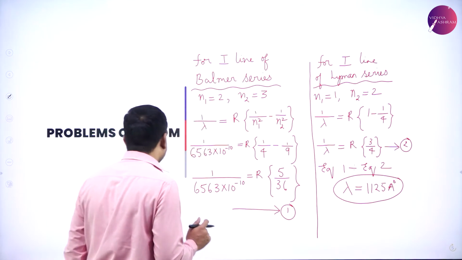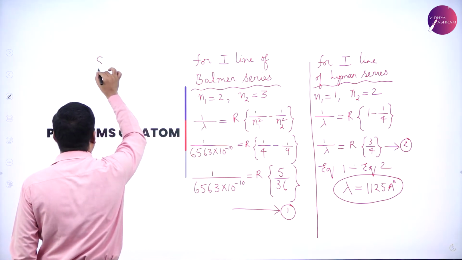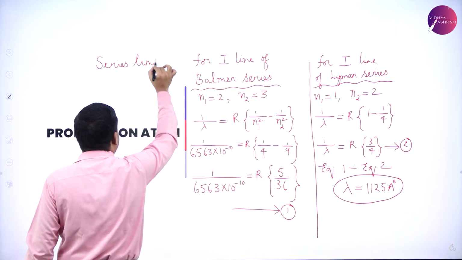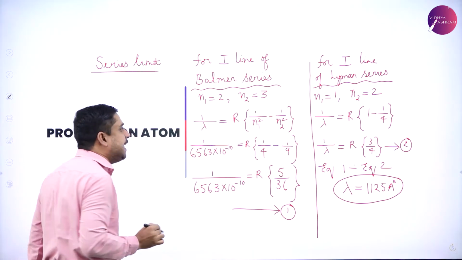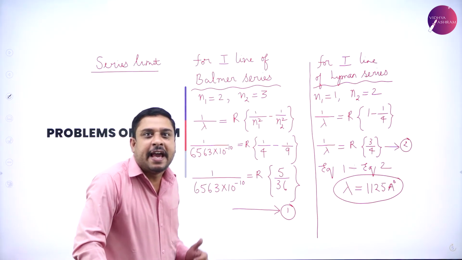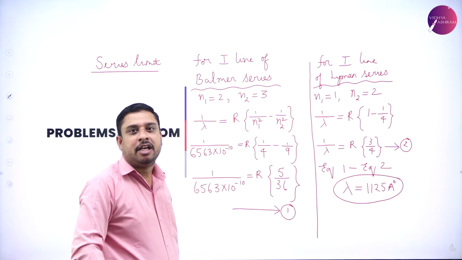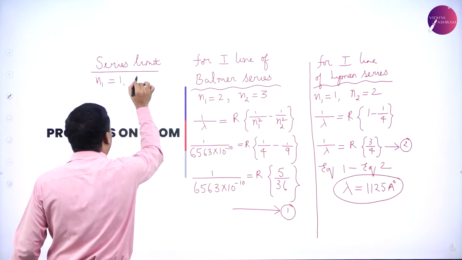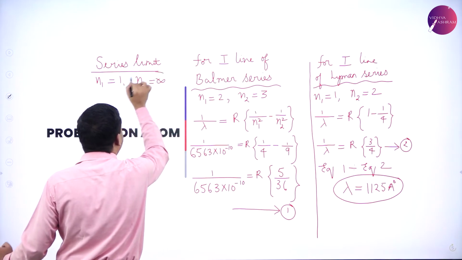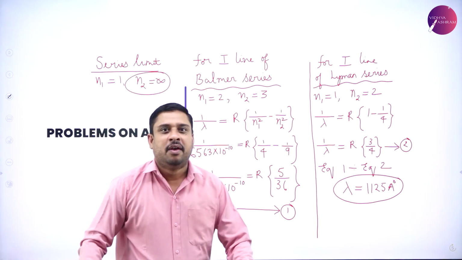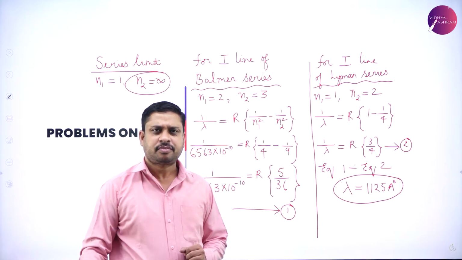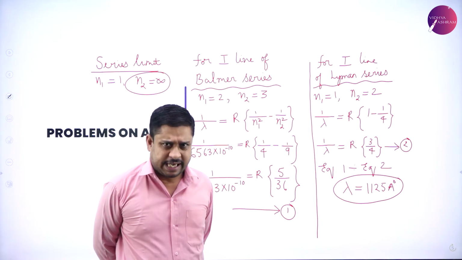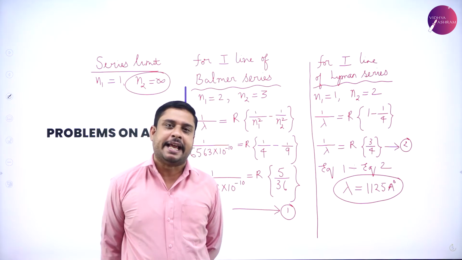With this, again I am to calculate the series limit, and I told you series limit is the wavelength of the last line, the shortest line. So N1 is 1. What should happen to N2? Infinity. For series limit or wavelength of the shortest line, N2 is infinity.